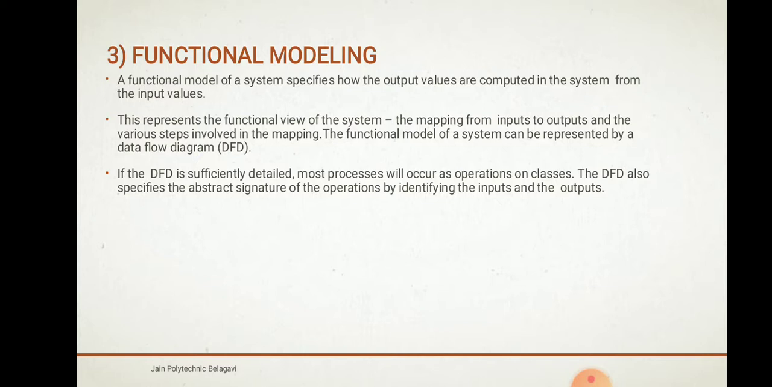In the same way, we have functional modeling. So this represents the functional view of the system, that is, mapping from input to outputs. So the functional modeling of a system can be represented by a data flow diagram. If the DFD is sufficiently detailed, most processes will occur as operations on classes. So the DFD also specifies the abstract signature of operations by identifying the inputs and outputs.